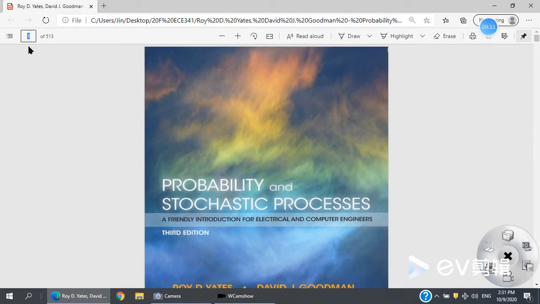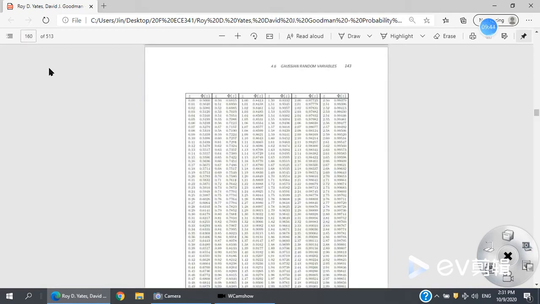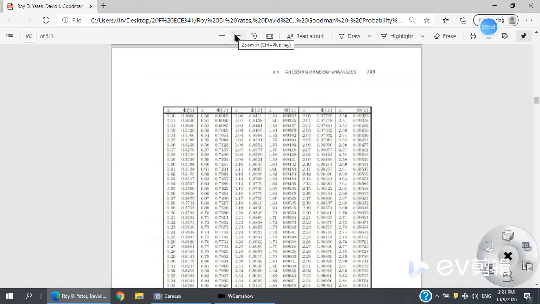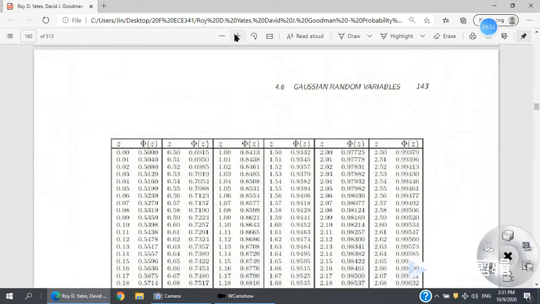Let me see, I just viewed it before the class. In page 160, I think it's 160. Yeah, it's a table in section 4.6, a Gaussian random variables. Here's the table.